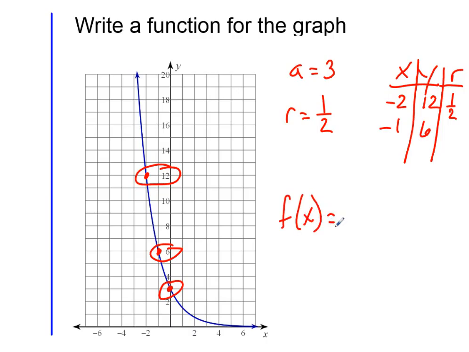F of x is equal to a, 3, times r, 1/2, to the x power. Don't forget your parentheses around your 1/2 because you do want to say that this x applies to the 1 and the 2 and not just the 1.